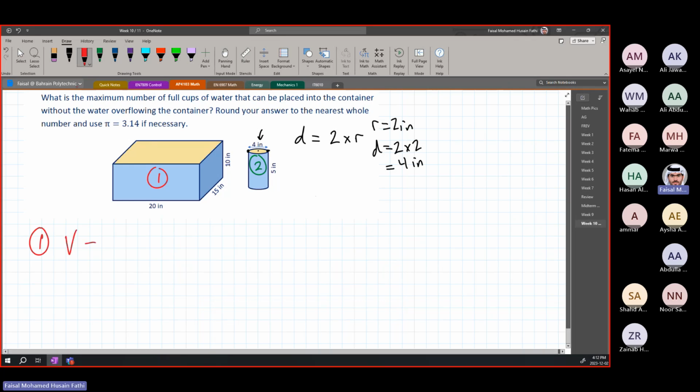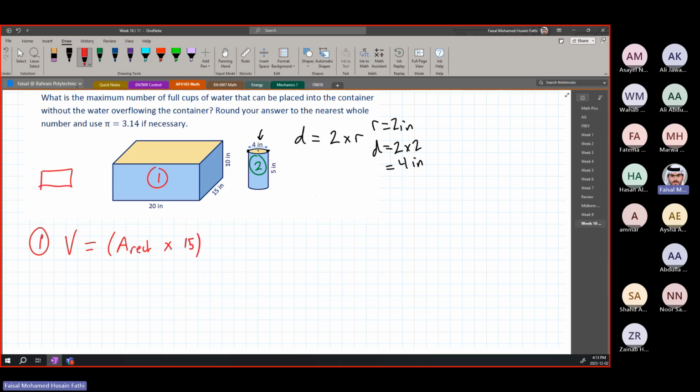Volume is equal to what? The volume, in the case of a rectangular prism, is equal to the area of a rectangle times the extended length. In this case, let's say it's 15. Okay? This is the shape, which is 20 by 10. This 20 and this 10, because that's the height. This height over here is also 10. So 20 by 10, the rectangle.